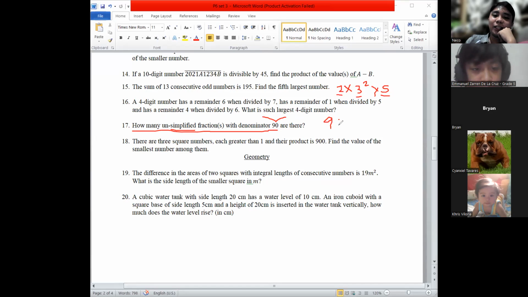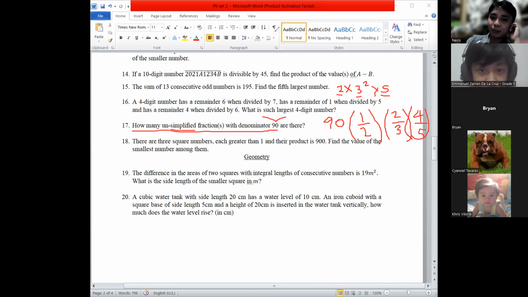We're gonna have 90 times 1 minus 1/2 times 1 minus 1/3. Oh no, it's 2/3. Right? Because we're just gonna subtract 1. Then 4. And that's how you get the simplified. Okay? The simplified.